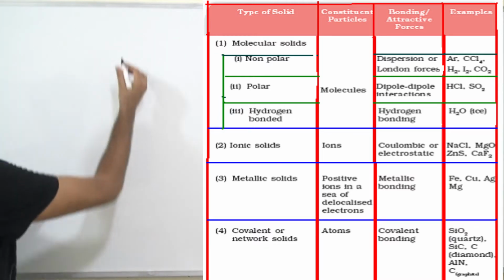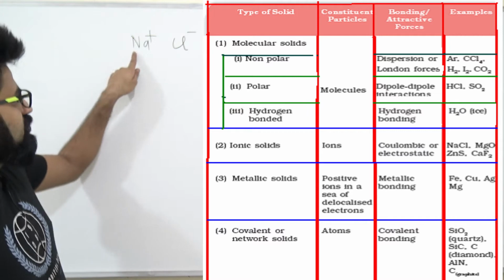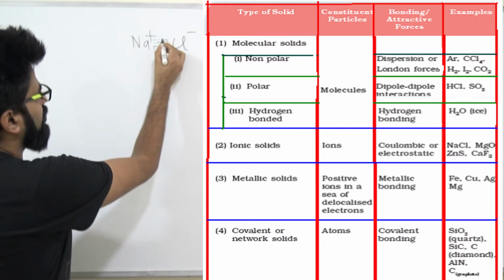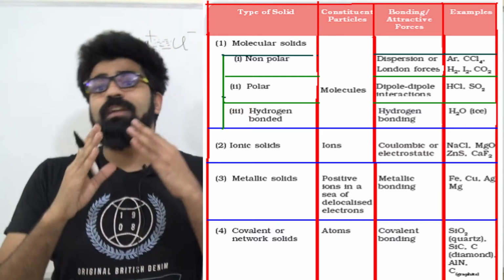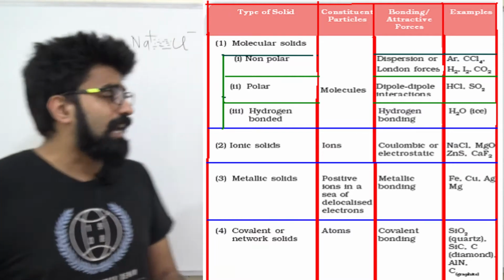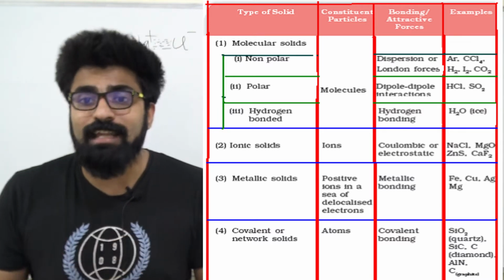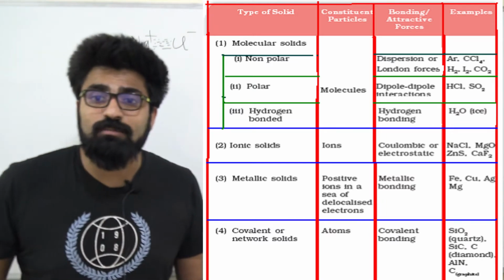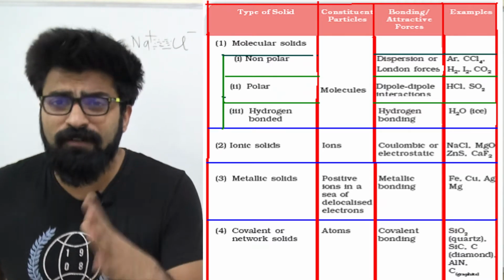If I'm saying NaCl, you are thinking of Na plus and Cl minus, yes or no? This is positive charge, this is negative charge. Between this positive and negative there is interaction, yes or no? If I ask you what kind of interaction it is, that is very simple to know. This kind of interaction between charges is called Coulombic interaction, or we also call it electrostatic force of attraction. So the intermolecular force that is responsible for ionic solids is electrostatic force of attraction. Can we say that?